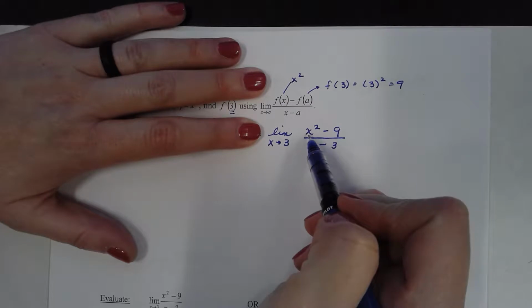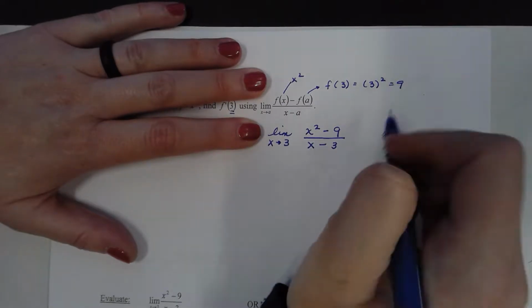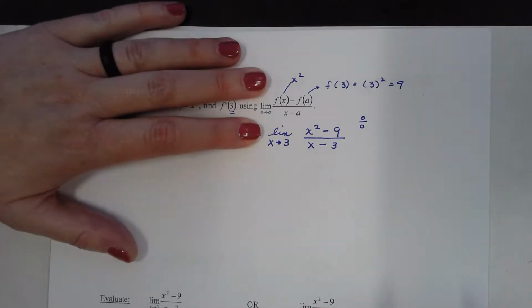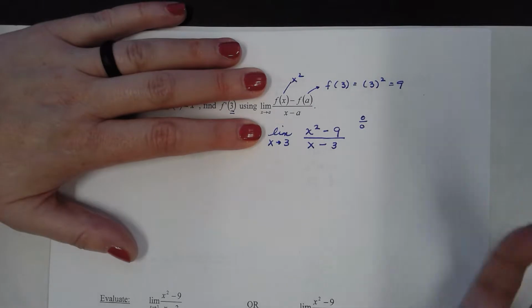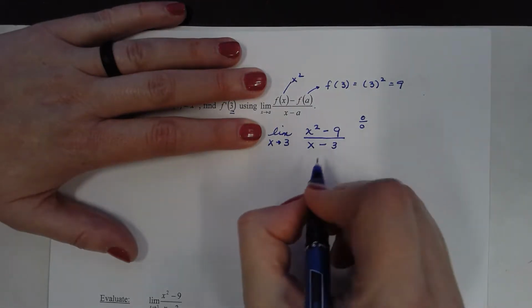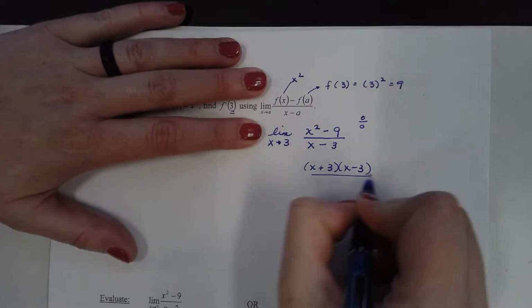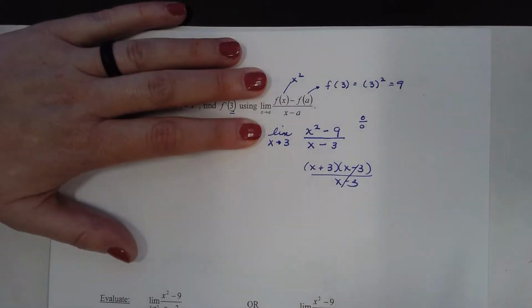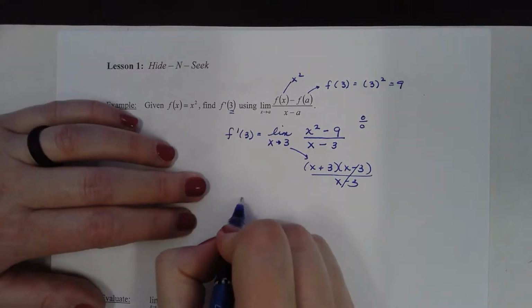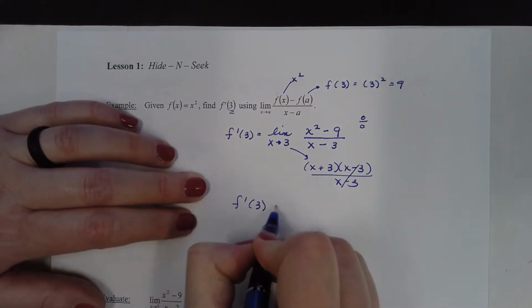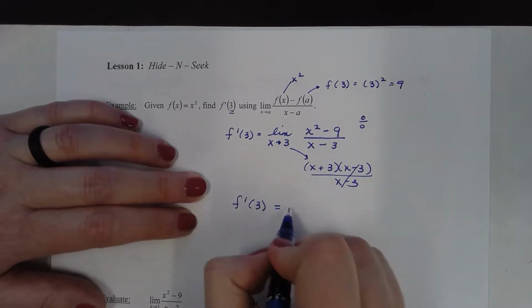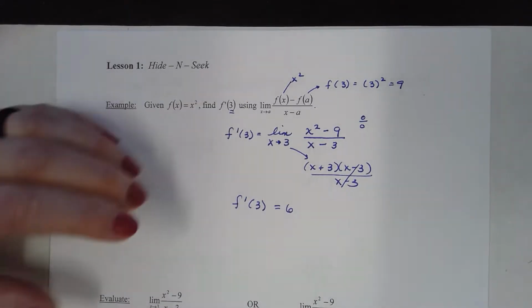If I sub in 3, I'm going to get 9 minus 9. Oh, look at that, I get a 0 over 0, which means what do you have to do? Factor, reduce, plug in. Now you could do L'Hopital's, but I don't know, factoring and reducing might not take that long. Factor, reduce, plug in again, and you end up with f prime of 3 is equal to, well, let's see here, 3 plus 3 is 6.